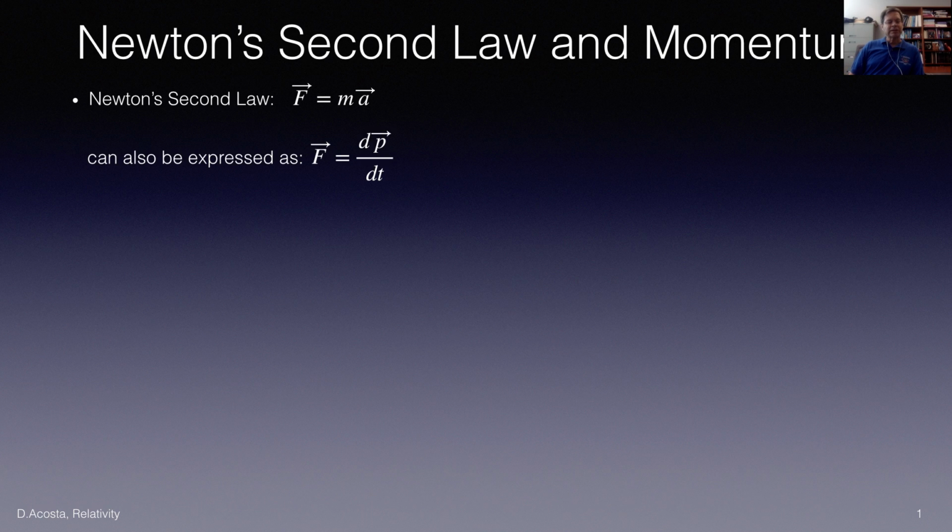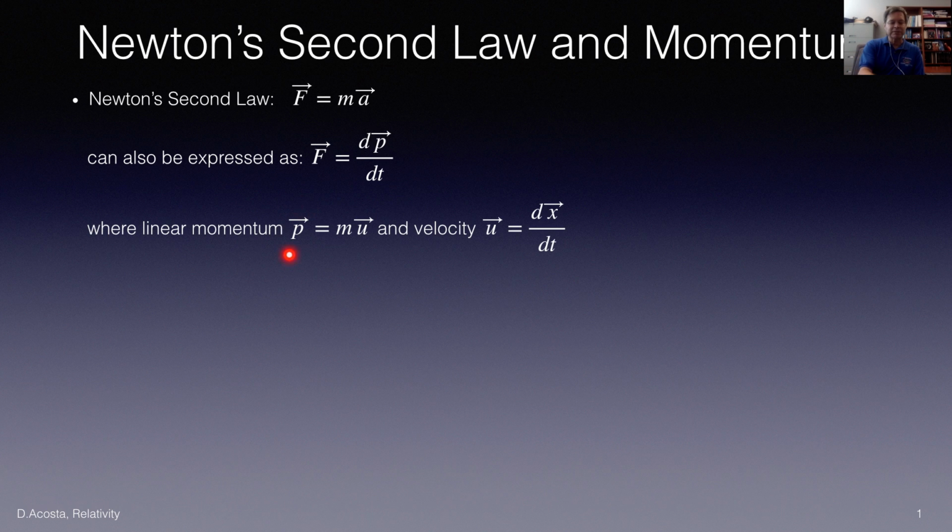And we also learned then that this can be expressed as the force inducing a change in the momentum of the object. It's related by the derivative d/dt of the momentum p, where the linear momentum p, a vector, is just the particle's mass times its velocity. And velocity itself is just the time derivative of its spatial position x, which again is a vector.